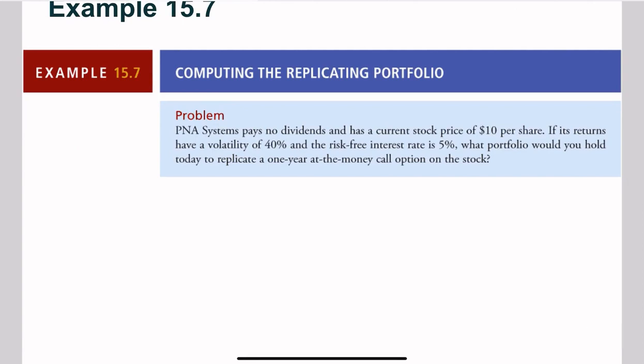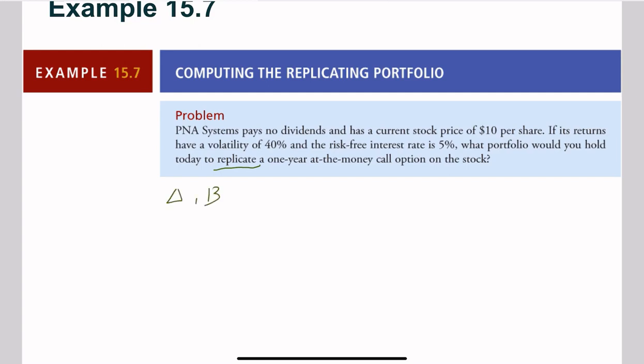So P&A Systems pays no dividends and has a current stock price of $10 per share. If its returns have a volatility of 40% and the risk-free interest rate is 5%, what portfolio would you hold today to replicate a 1-year at-the-money call option on the stock? Okay, so here we are thinking about replicating, right? So we have to find out delta and B.